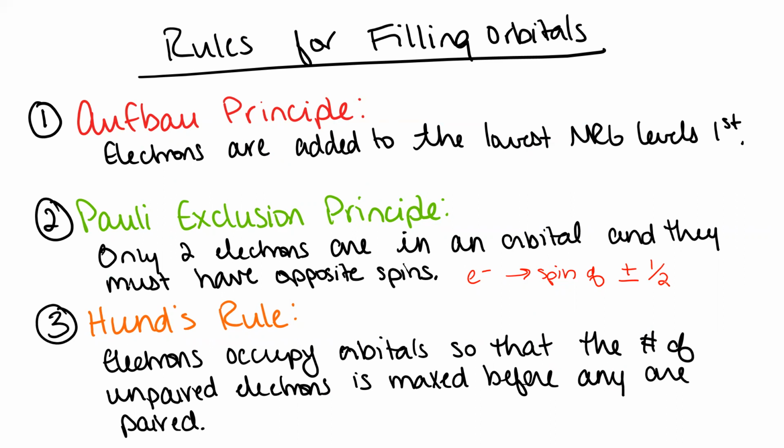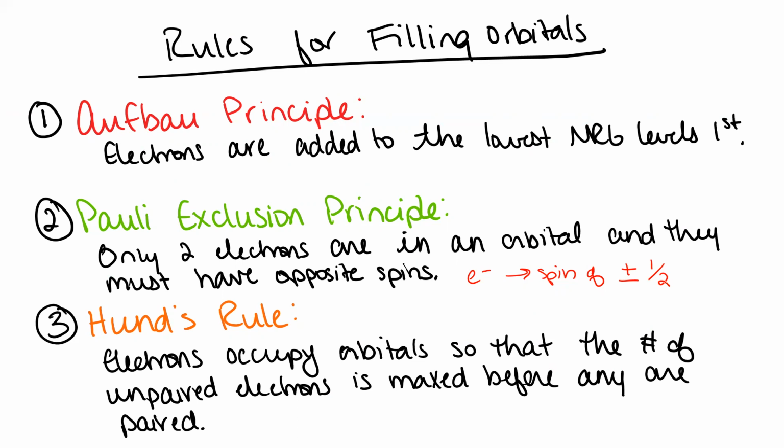And they have to have those opposite spins for the same reason. We just know this when we're filling energy level diagrams and orbital diagrams. You'll see why this matters, but we have to be cognizant of it. Now, the last rule to keep in mind is Hund's rule, which says that electrons occupy orbitals so that the number of unpaired electrons is maxed before any are paired.